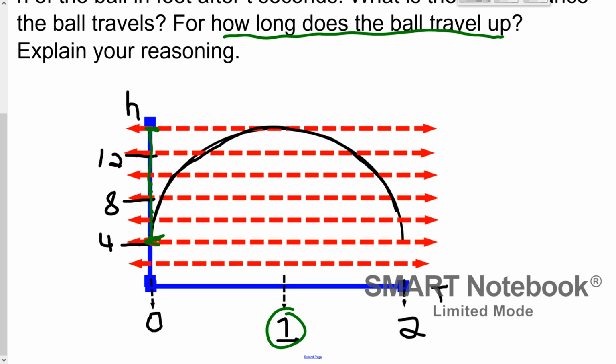And then the total distance, well, it goes from 4 all the way up to 14. And then it comes down from 14 back to 4. So it travels a distance of 10, and then comes back a distance of 10. So it travels a distance of 20, and it takes 1 second to travel up.